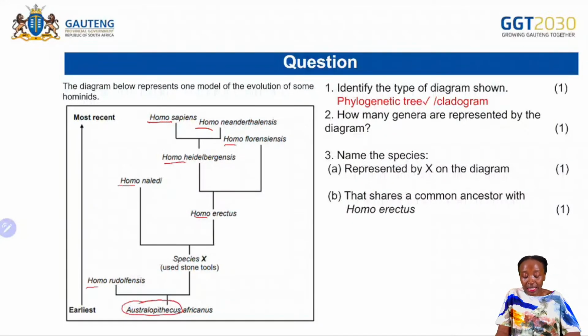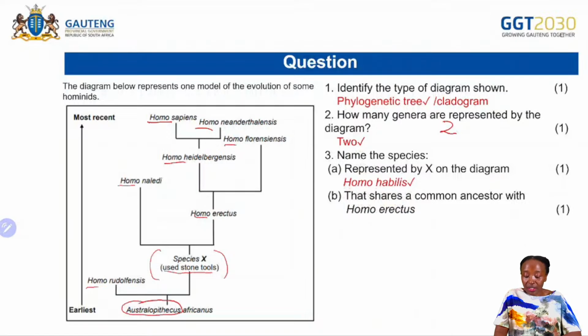So it means that the genera shown in this diagram are 2. So there's only 2. Name the species that is represented by X on the diagram, and here the X on the diagram uses stone tools. If you remember, Homo habilis, handyman. So I think the answer there is Homo habilis. Let's look at the answer. Yes, it is Homo habilis.